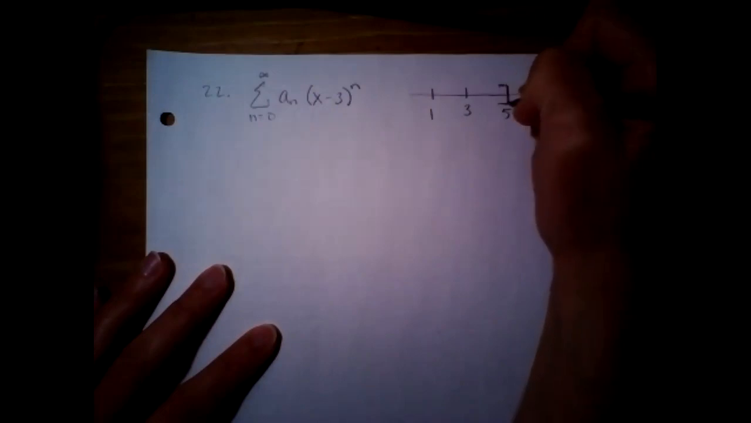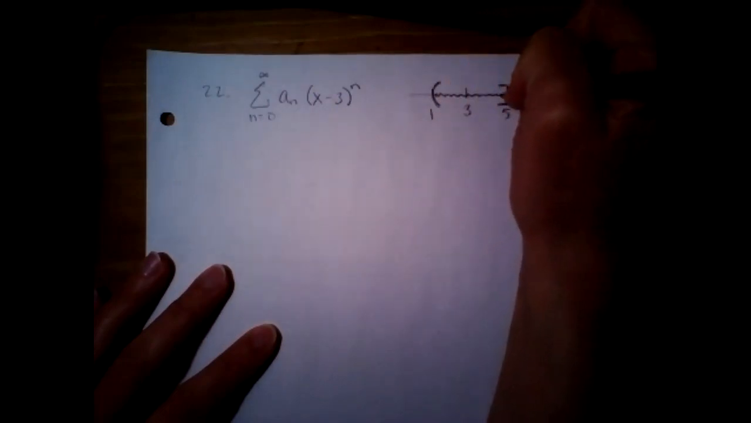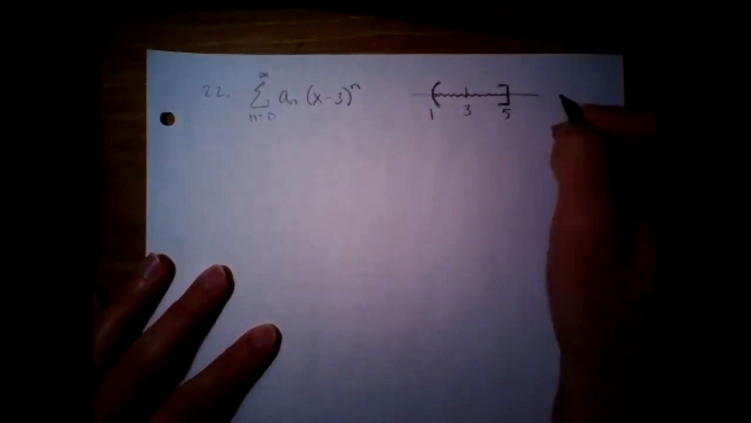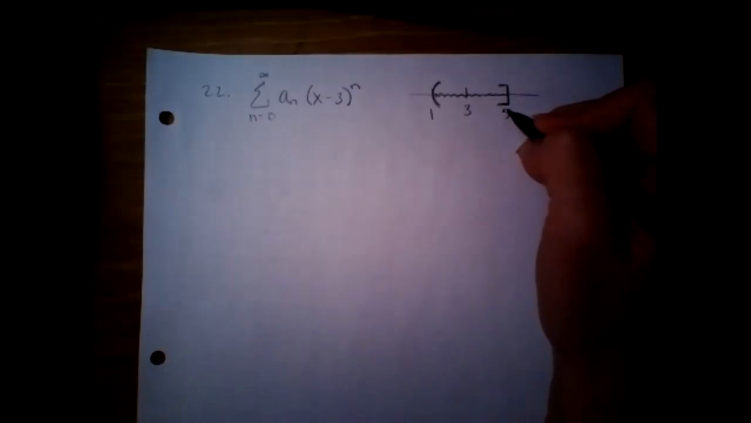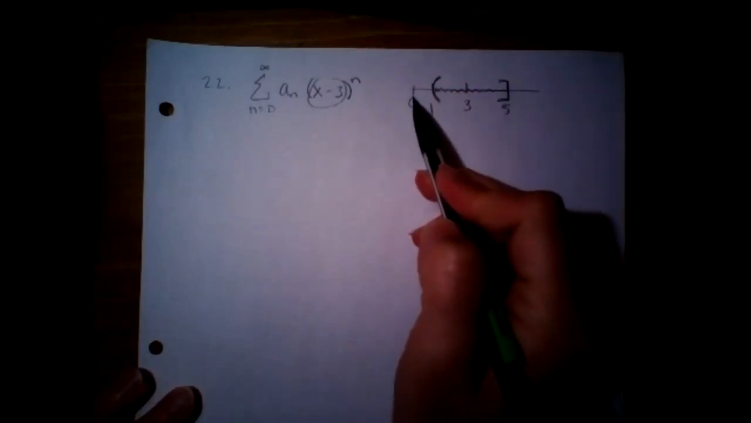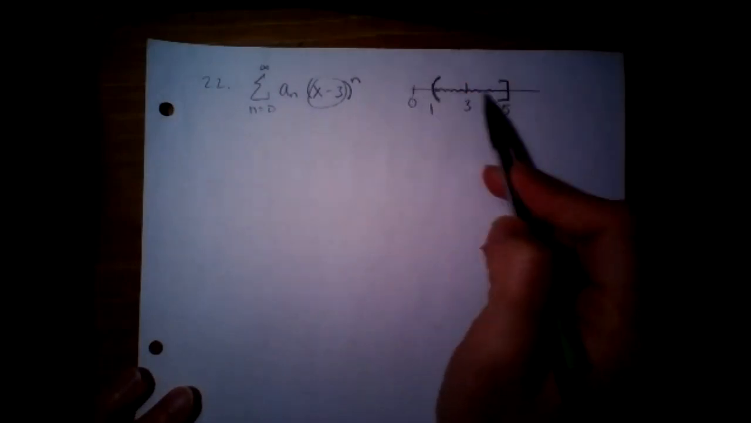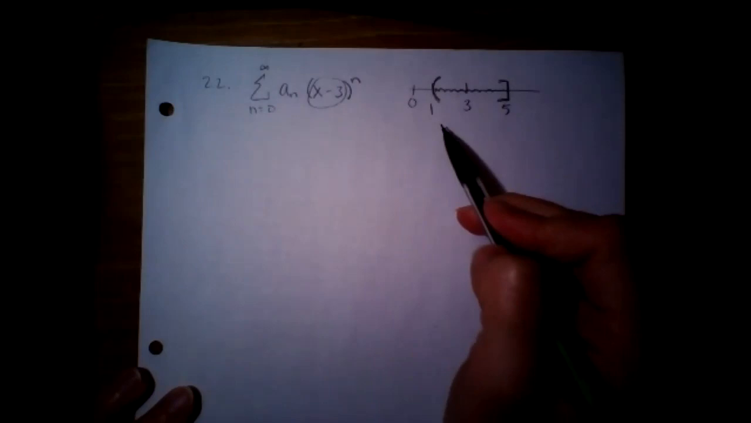Like we know this converges at 5. I don't know whether it does at 1 or not, but it at least goes this far. It could go farther, but since they said 5 and it's centered at 3, I know it at least goes that far. So let me read through the choices. It says the series diverges at 0. Well, I have no idea what's going on at 0 because that's outside of what I know is true. So it can't be A.